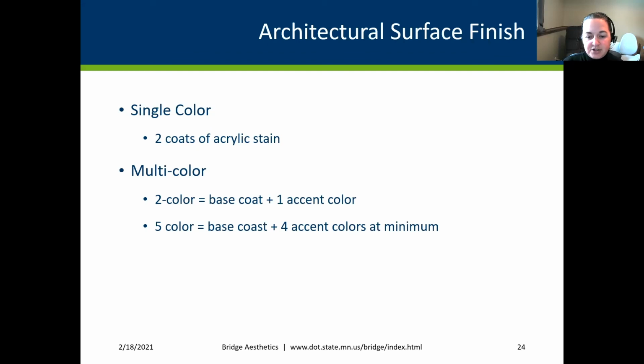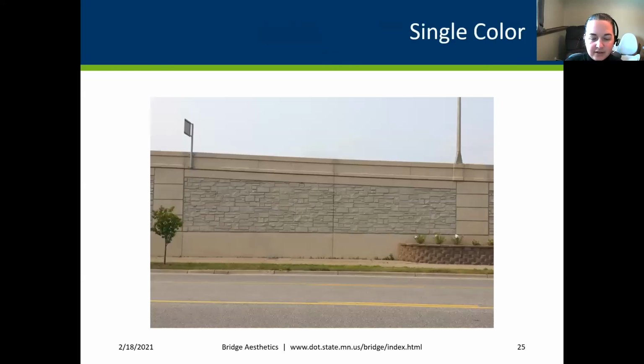If we were to put something textured onto a real stone, you would hide those imperfections of that stone. You really want to keep that. Imperfections make stone look like natural stone. So we use an architectural surface finish instead. We call out kind of a single colored and a multicolored approach. Here's an example of a single color.